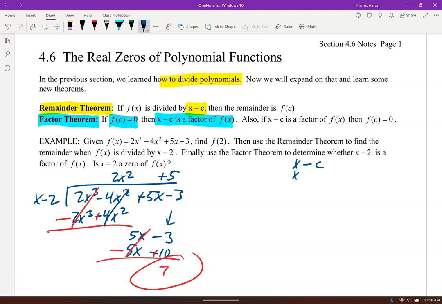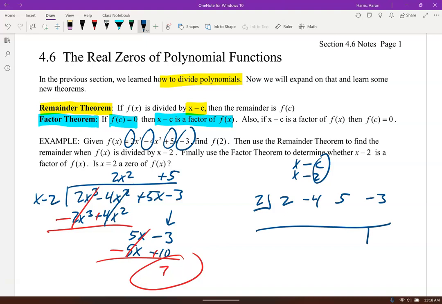If we had done this with synthetic division, if we're dividing it by anything of the form x minus c, in this case it's x minus 2, we identify the c, so we put the 2 in the box. Then we use the leading coefficients 2, negative 4, 5, and negative 3. And this will be our remainder right there. We drop the 2 straight down. We multiply the 2 times the 2, which gives us 4. And then negative 4 plus 4 gives us 0. 0 times 2 gives us 0. 5 plus 0 gives us 5. 5 times 2 gives us 10. Negative 3 plus 10 gives us 7. So again, there's our remainder of 7, right?